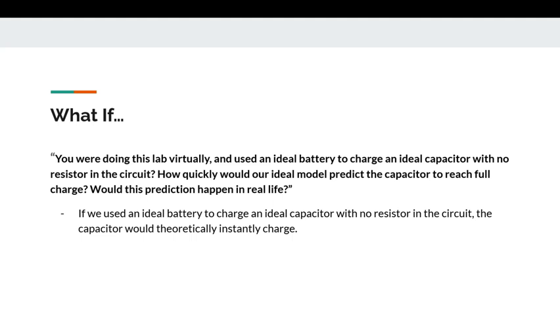Well, if we use an ideal battery to charge an ideal capacitor with no resistor in the circuit, the capacitor would theoretically charge instantly, since there's no resistor in the ideal battery, in the ideal capacitor, or in the circuit to impede any flow, meaning the capacitor would charge instantly.